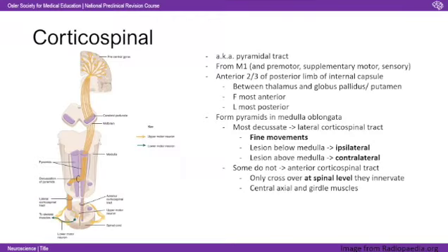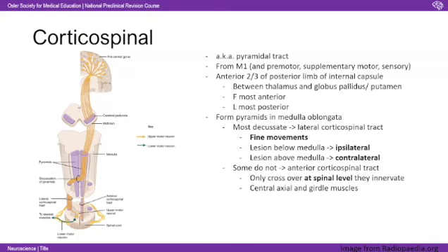The biggie is the corticospinal tract, which is the pyramidal tract. It mostly comes from the primary motor cortex, but also there's a little bit from premotor, supplementary motor and sensory areas. But the thing to remember is M1, and then it goes through the anterior 2/3 of the posterior limb of the internal capsule. If you remember your neuroanatomy, that's between the thalamus and the globus pallidus and putamen. A cheeky one to remember for lesion questions, like strokes, is that the face is the most anterior of the anterior 2/3 and the legs are the most posterior.